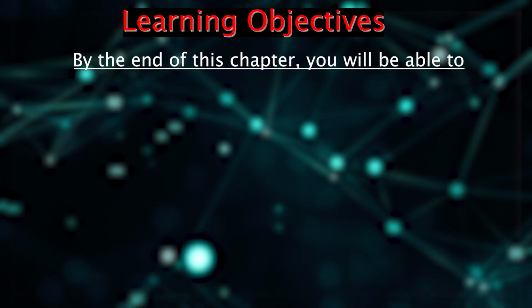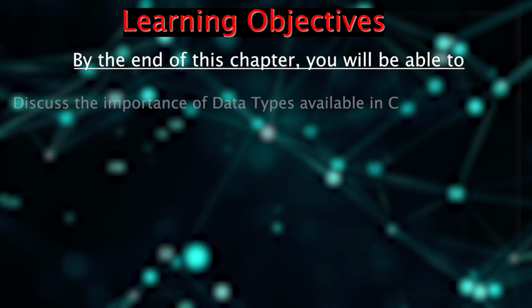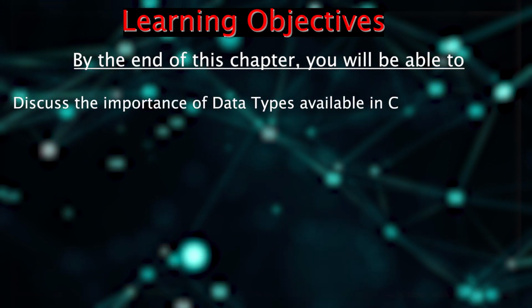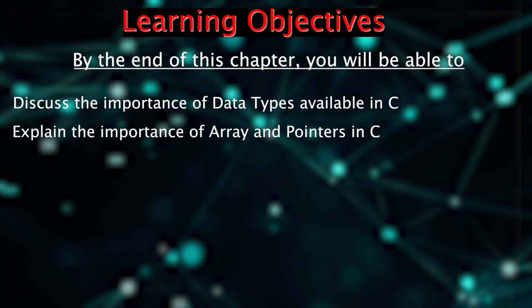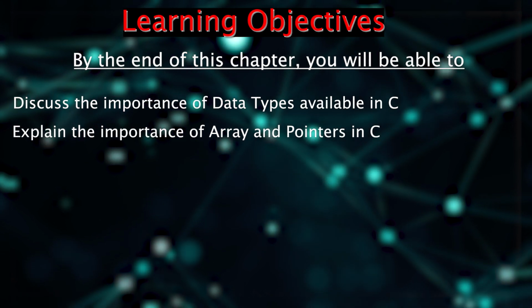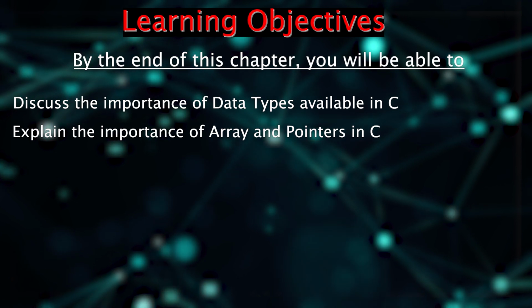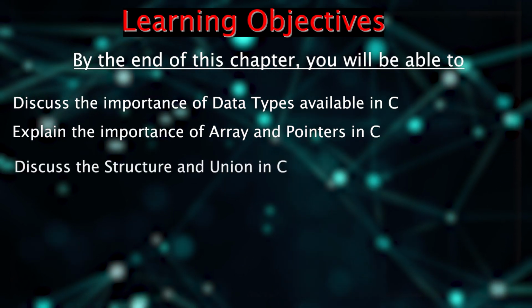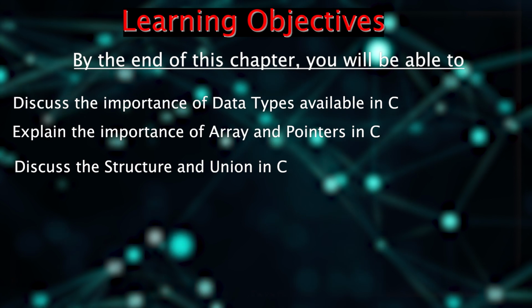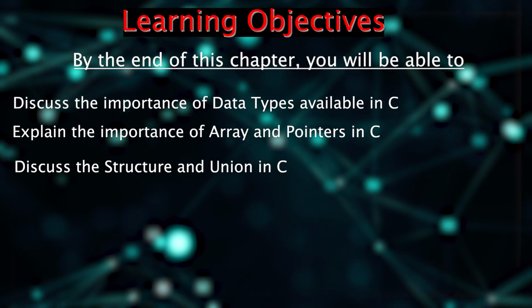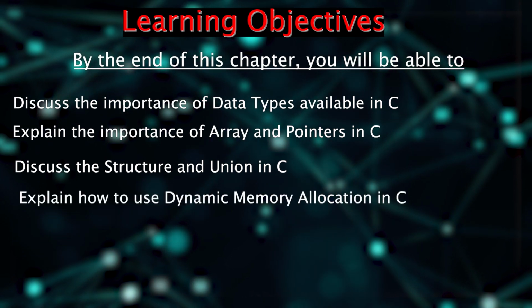By the end of this session, you will be able to discuss the importance of data types available in C, explain the importance of array and pointers in C, what the differences between array and pointers are, we will also see this topic, discuss the structure and union in C and what the differences between structure and union in C are, and explain how to use dynamic memory allocations in C.